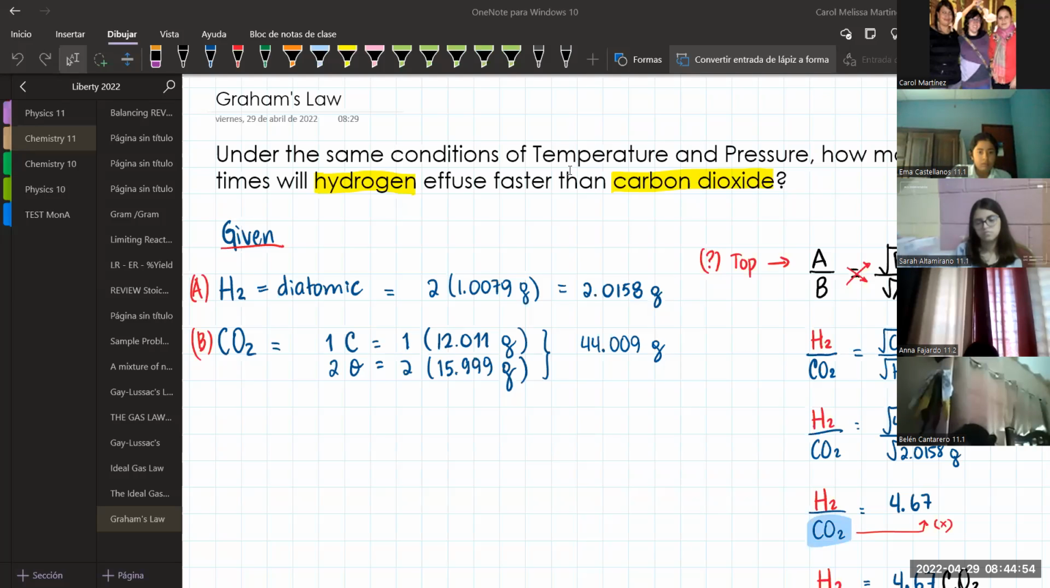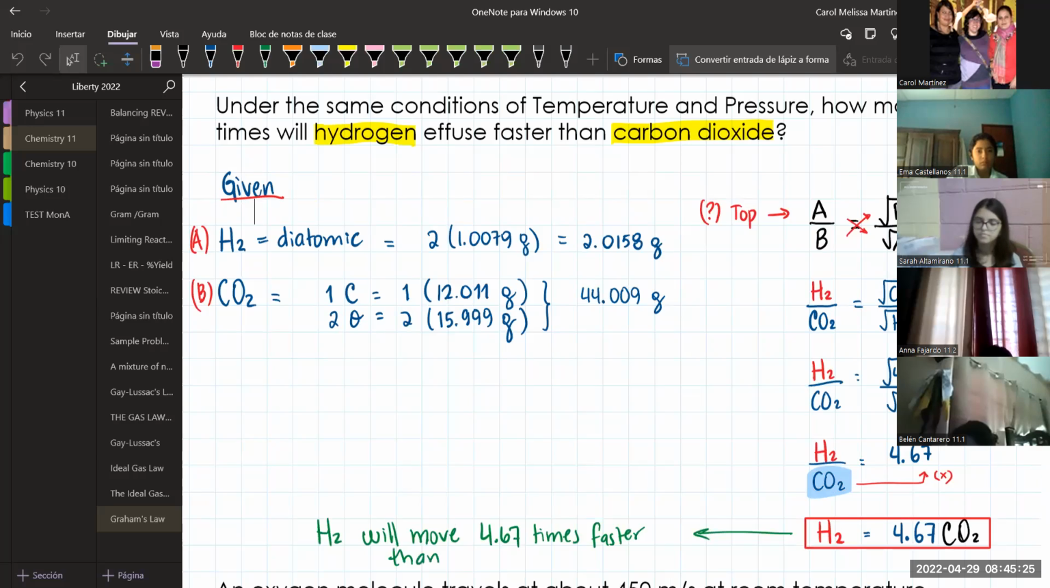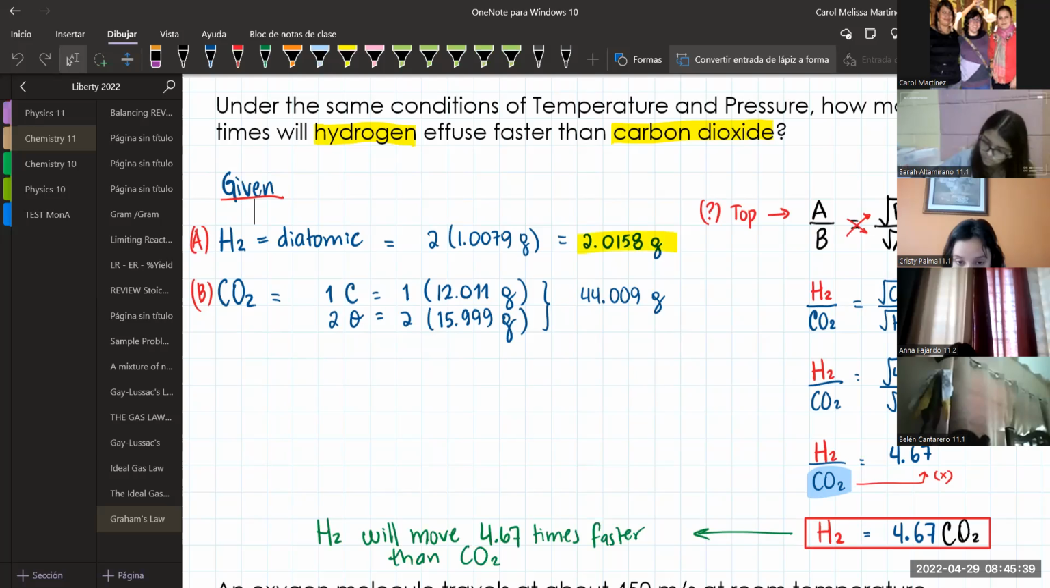How do you understand this, or how do you analyze this result? In other words, this means hydrogen will move 4.67 times faster than CO2. And then we analyze if it makes sense. Does it make sense that hydrogen moves faster than CO2? Yes. If we compare the masses, we conclude that yes, it makes sense, because hydrogen is the lighter gas.